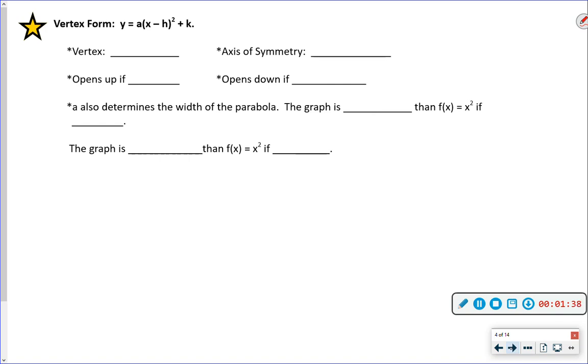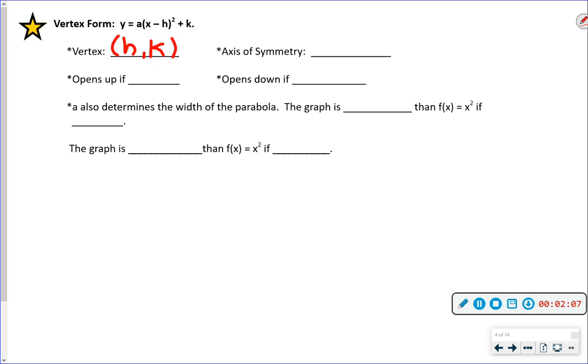Here's why I like vertex form. You can get a lot of information off the equation with no work, which I'm all about that, right? So here's why I like it. You can look at that equation and I can tell you what the vertex is of the parabola without doing a thing. To get the vertex, whatever number's in parentheses with x, they're using h there, you just switch the signs. So they have minus h, I'm going to put positive h. And then the number at the back is your y coordinate of the vertex. So you don't even have to do anything.